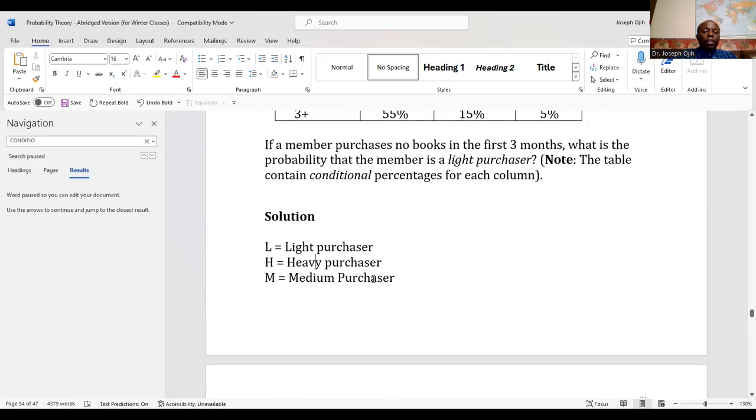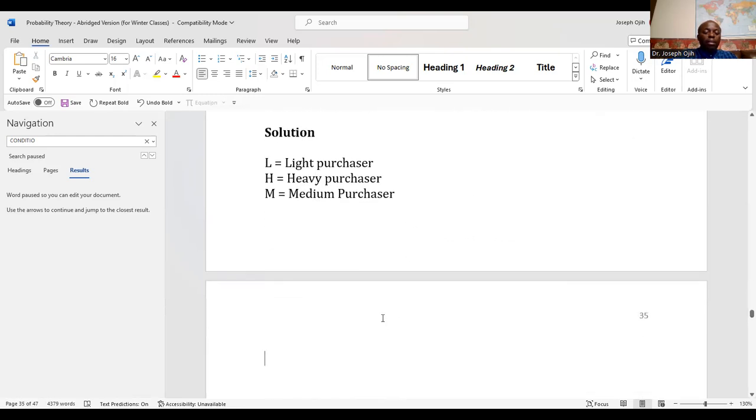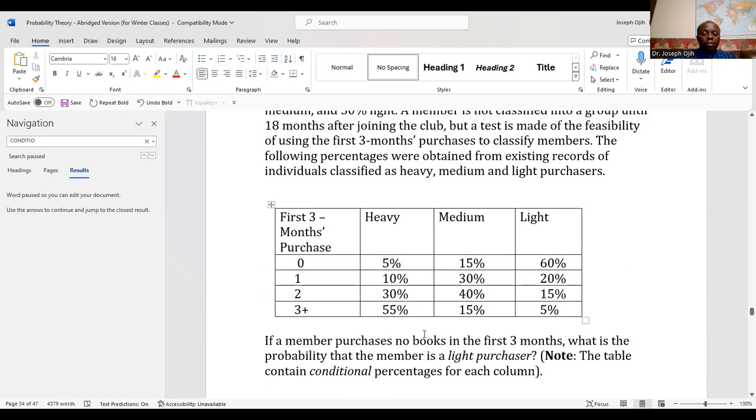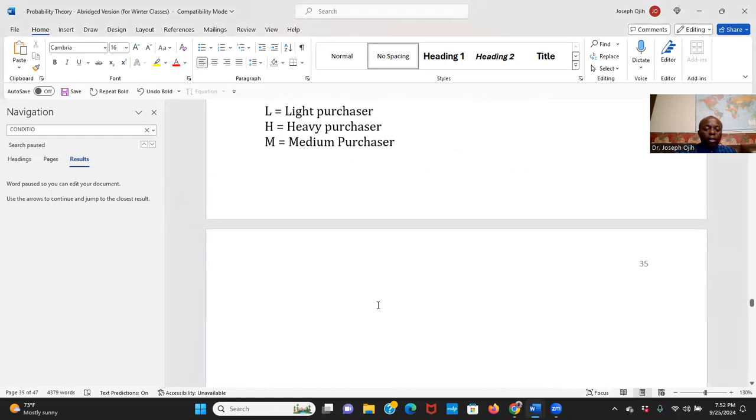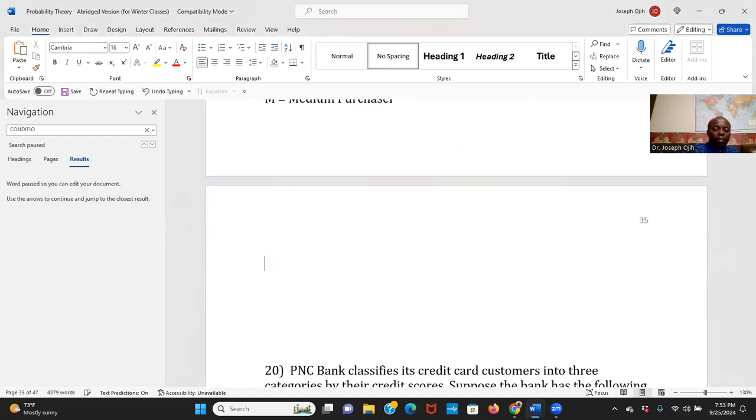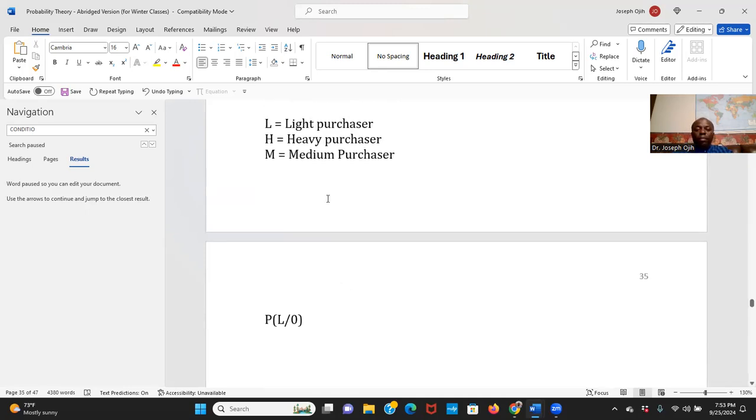Now we're looking for the probability that, if a member purchases no book in the first 3 months, the member is a light purchaser. So we are looking for the probability that the member is a light purchaser, given that he bought no book. That's what we're looking for. I'm going to write the formula for this, but this space will not allow me to write it.